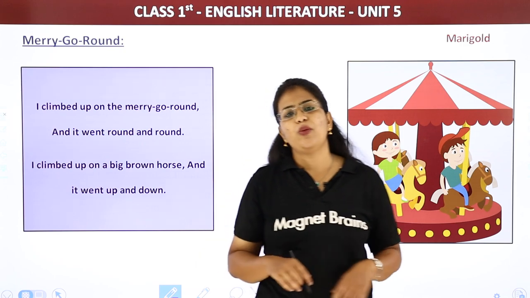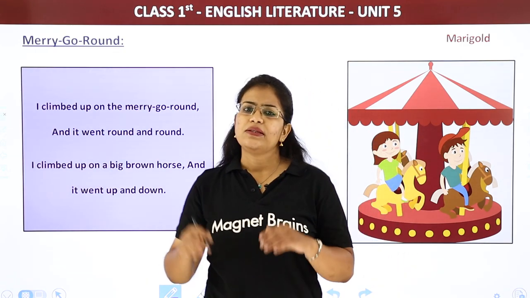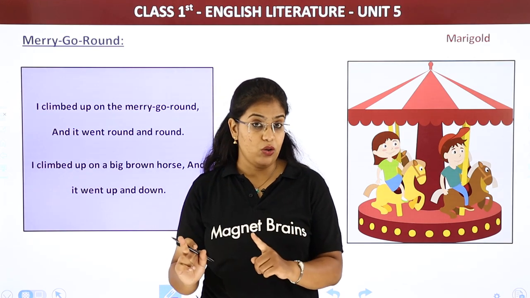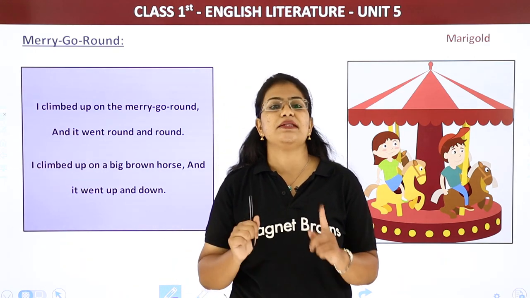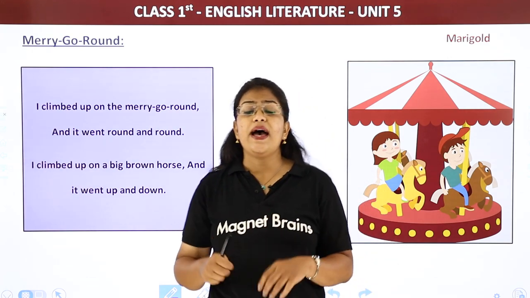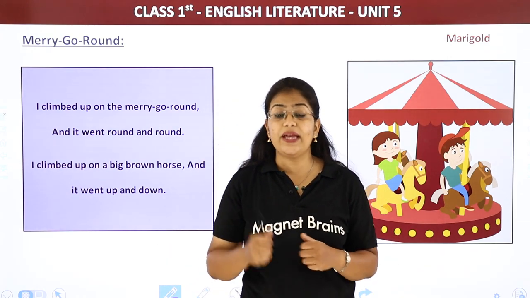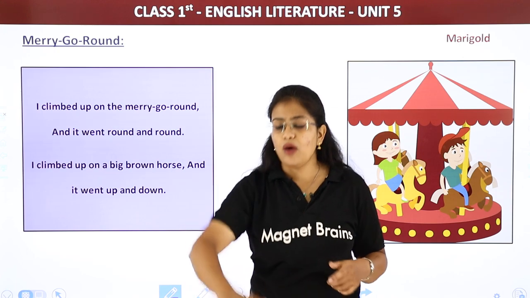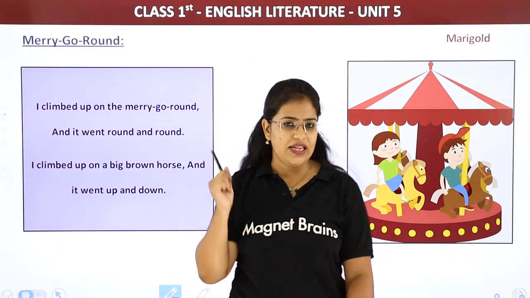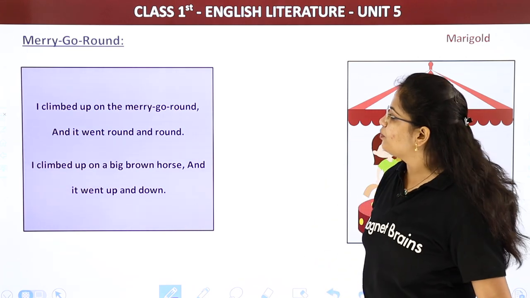Theek hai? So, the poem is all about sitting on a horse. Merry-go-round wala horse. Asli horse nahi hai. It's a merry-go-round ka horse and she, the poet is sitting on it and she tells the movement. Ki wo kaise move kar raha hai? Up and down. Round and round. Okay? So, we'll read it once more.